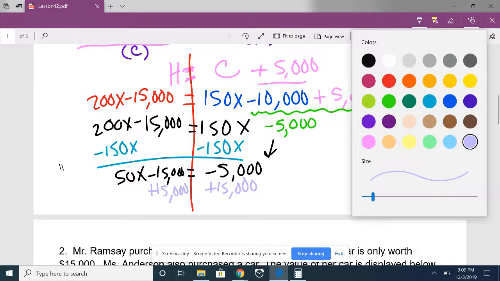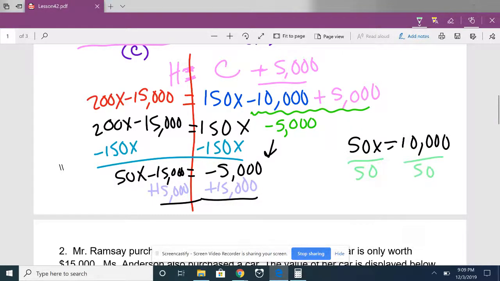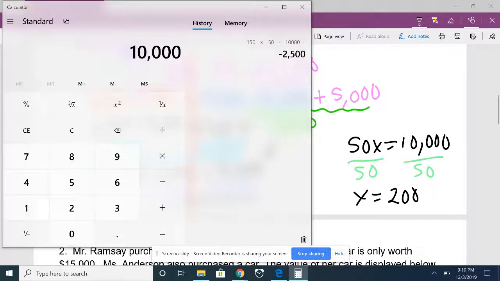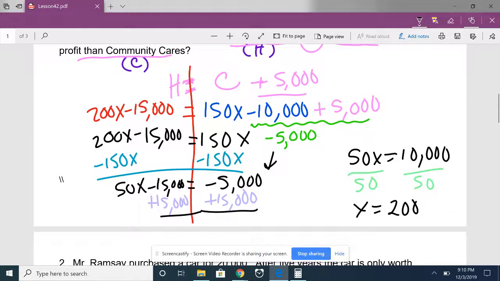I'm going to write it over here. So we get 50x equals negative 5,000 plus 15,000 is 10,000. Divide both sides by 50. And you get x is 200. All right, let me double check. 10,000 divided by 50 is 200. 200 what? 200 tickets.